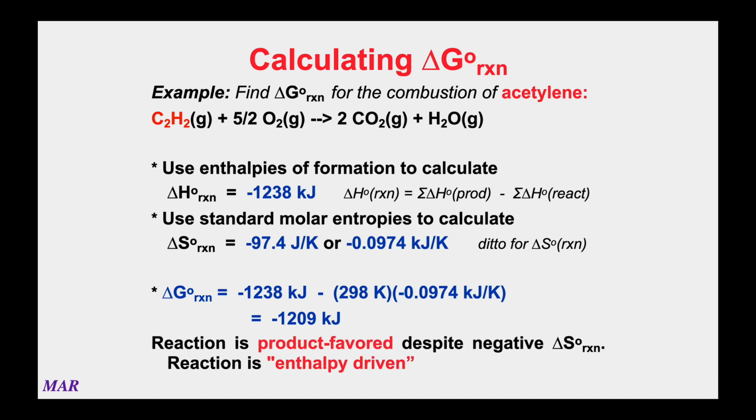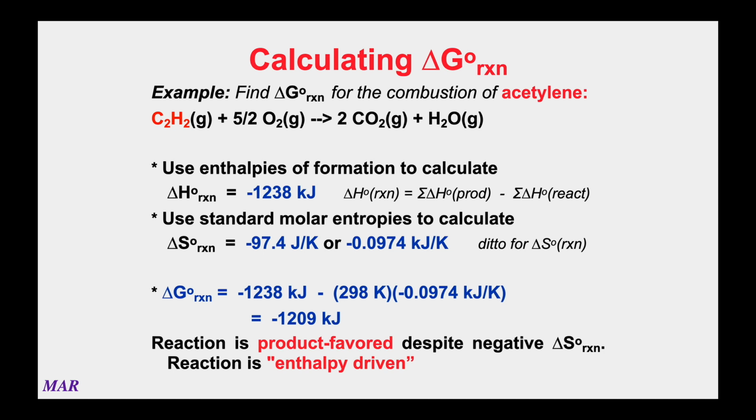Anyway, delta G of the overall reaction, delta H minus T delta S, and let's assume that someone's welding at room temperature. There's the delta H, there's the delta S value. Delta G comes out to be negative 1209 kilojoules per mole. Negative delta G means the reaction's going to occur. It's spontaneous, it's product favored, all right? However, entropy is not happy with this reaction.